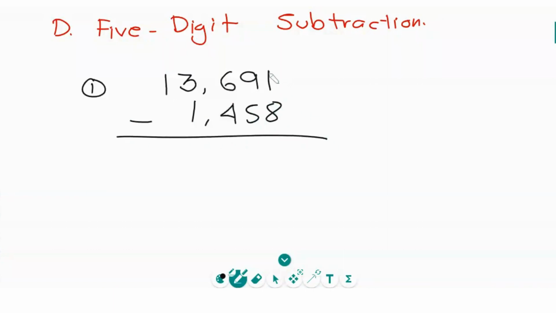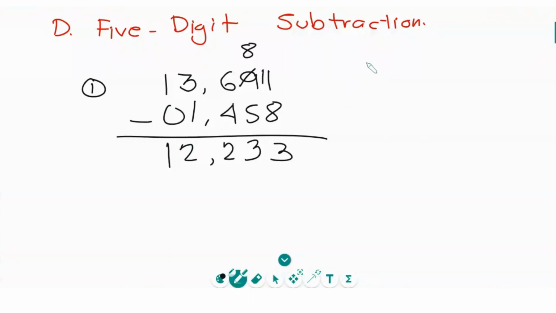So 1 is smaller than 8, so 1 becomes 11, and 9 becomes 8. Okay, so 11 minus 8. What number are we going to add to 8 to give us 11? That will be 3. So 11 minus 8 is 3. Next, we have 8 minus 5 is also 3. And 6 minus 4 is 2. Okay, and here we have 3 minus 1 is 2 again. And 1 minus 0 is still 1, or we just bring down 1 over here.